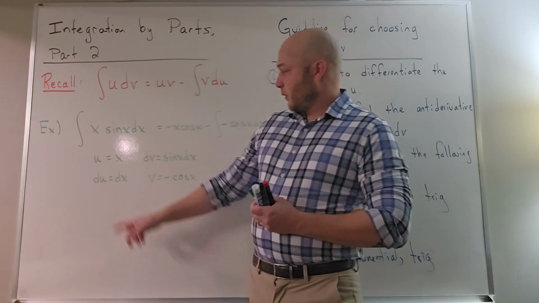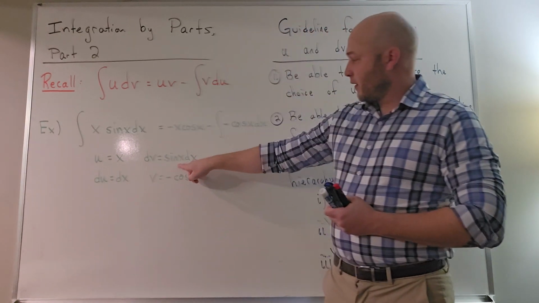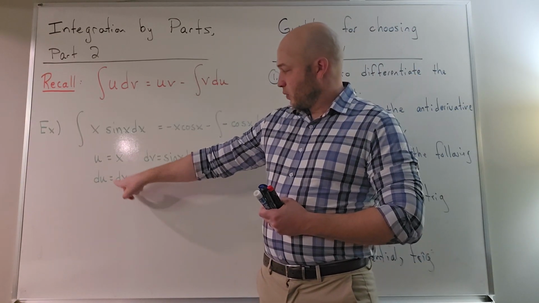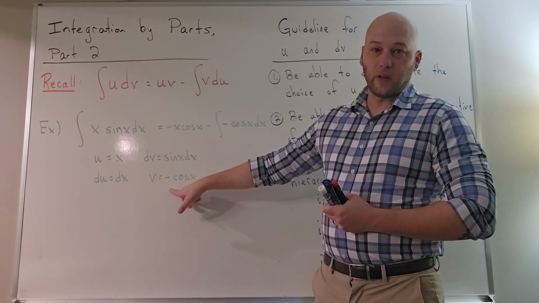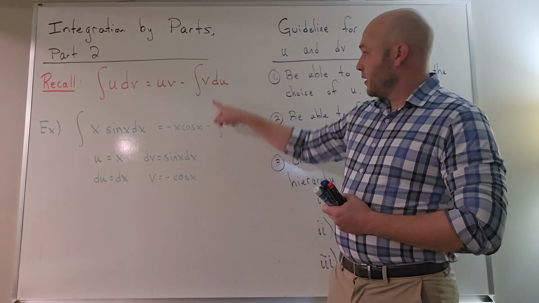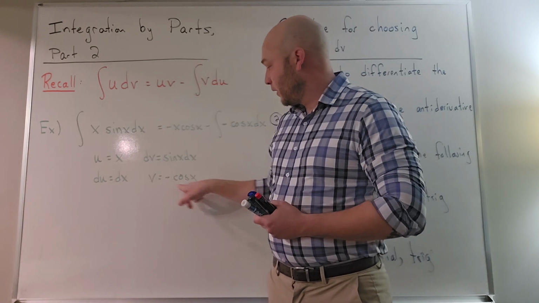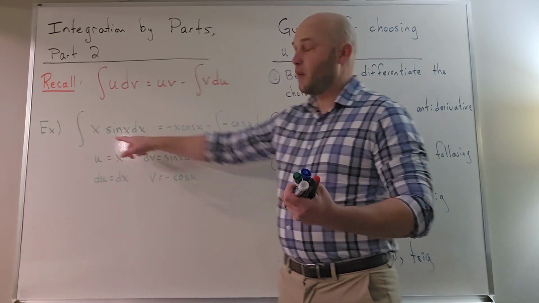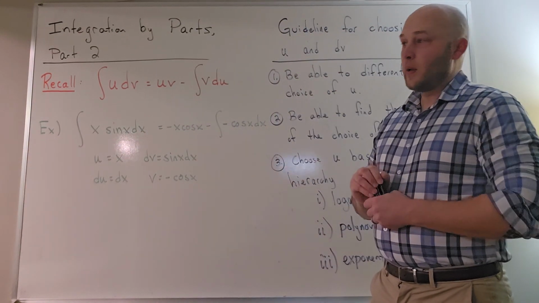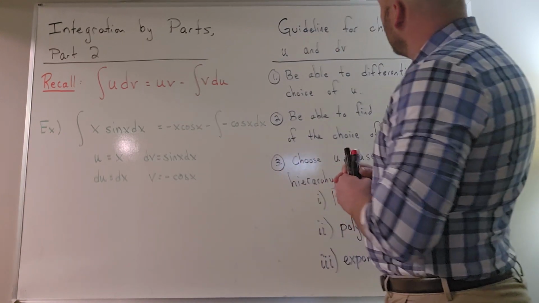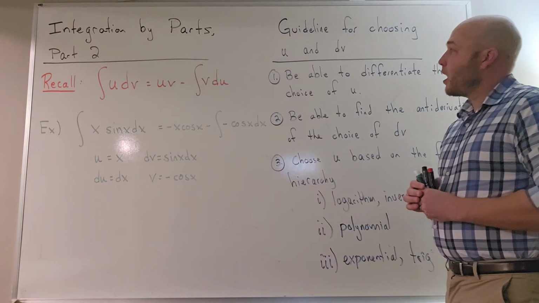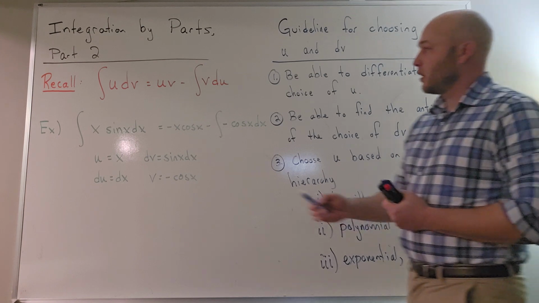All right, so if I make the following choice, u is x and dv is sine of x dx, here I take the derivative, here I take an antiderivative. And what I'm going to integrate is v du, so this product hopefully is a simpler integrand than this one. And of course, in this case, it is. Before I do some examples, let's talk about guidelines for choosing your u and your dv.